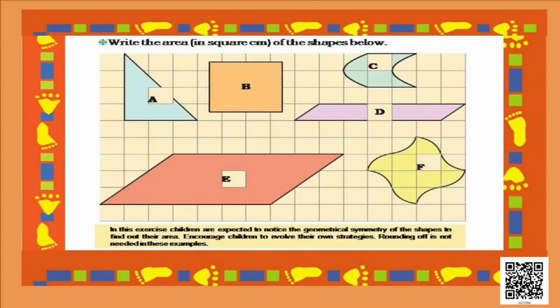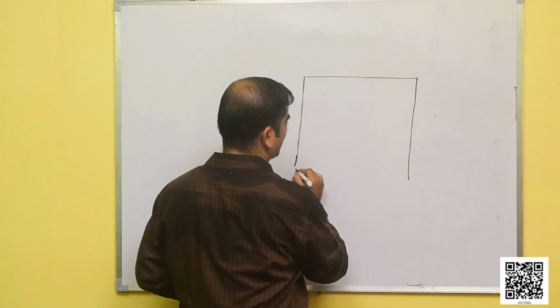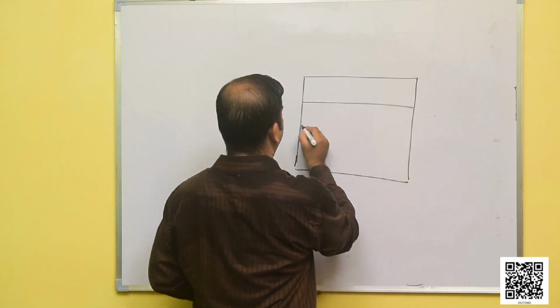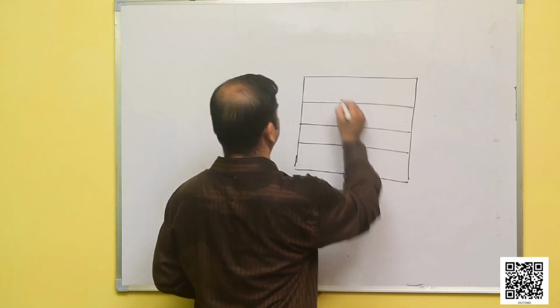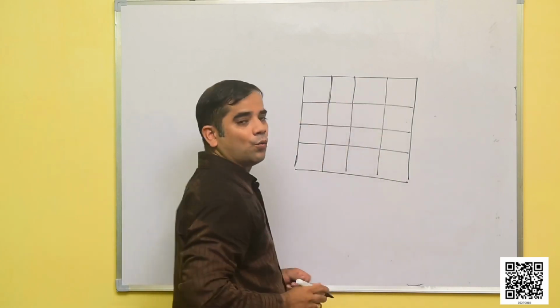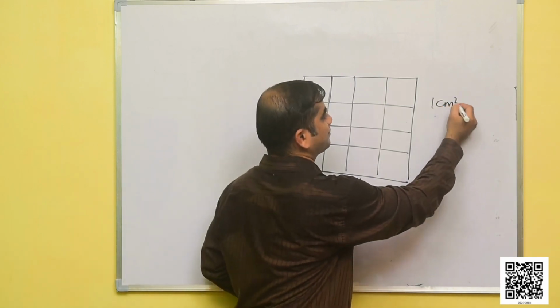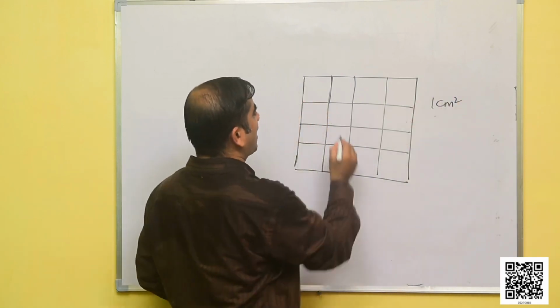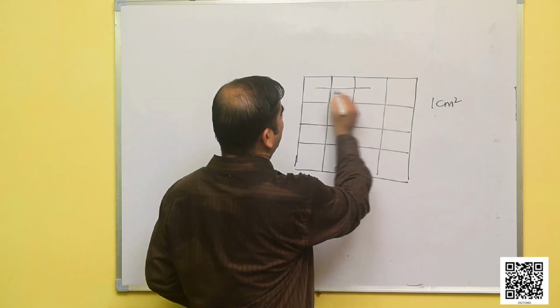As the question says, write the area in square centimeter of the shapes below. I am doing the area of the square for you, and you have to find out the areas of all other diagrams. Okay, so let me draw it for you. This is the graph having squares. Each square is of area 1 centimeter square.